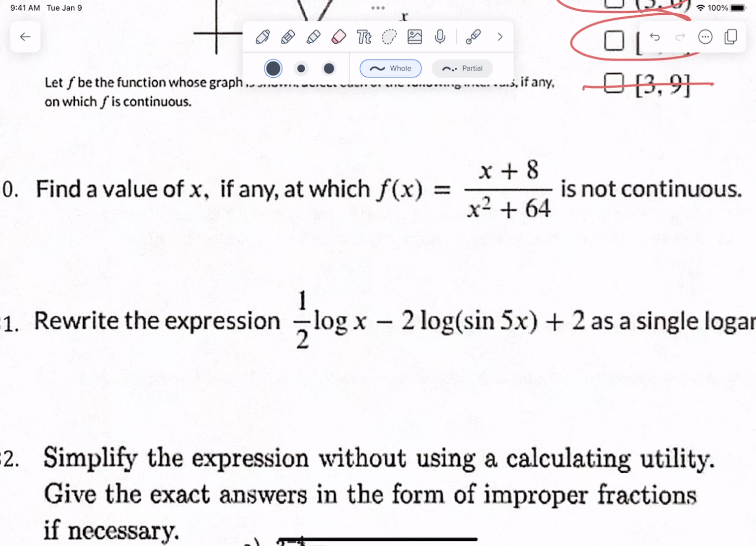Oh, wait a second. No. It's x plus 8, x minus 8? No, it's not a difference of squares. It's a sum of 2 squares, which is not a thing. There's a sum of cubes, but not a sum of squares. So x squared plus 64.